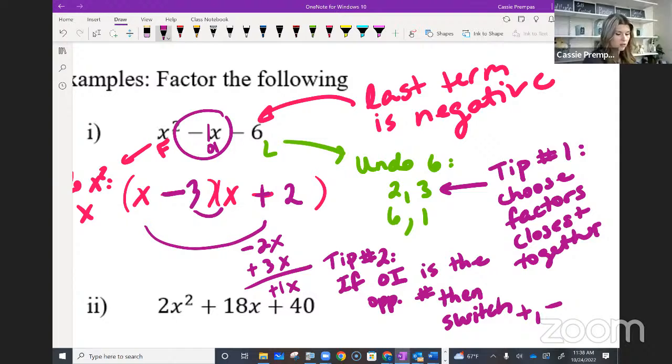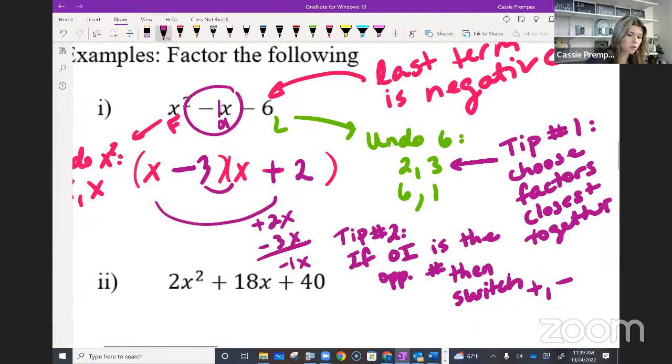Now we could check it. What's x times 2? Positive 2x. And what's negative 3 times x? Negative 3x. And that'll add up to be negative 1x, which is what we want. Okay, the more we do it, the easier it will be. So let's try number 2.